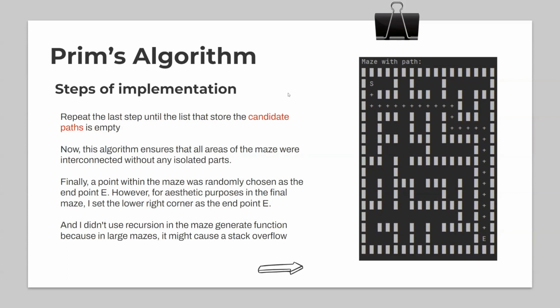Lastly, repeat the last step until the list that stores the candidate paths is empty. And now this algorithm ensures that all areas of the maze are interconnected without any isolated paths. So here I just choose the lower right corner as the endpoint E. And I didn't use any recursion in the maze generation function because in a large maze, it might cause a stack overflow error.